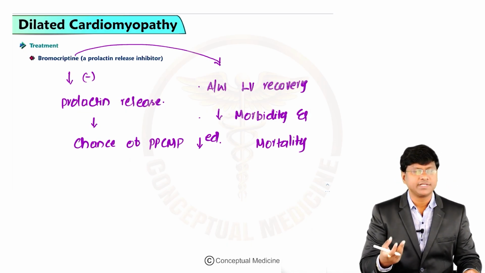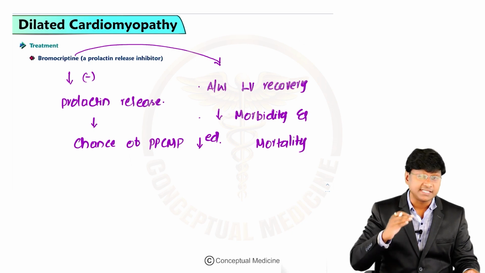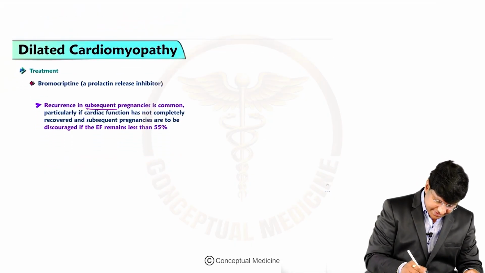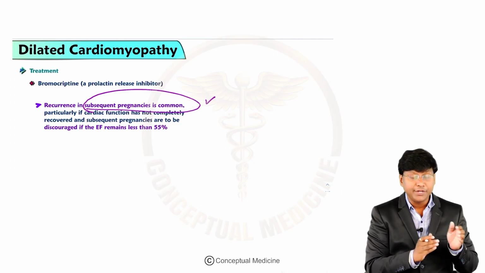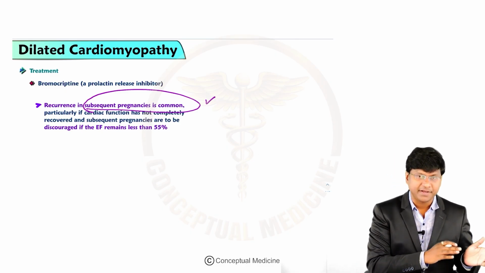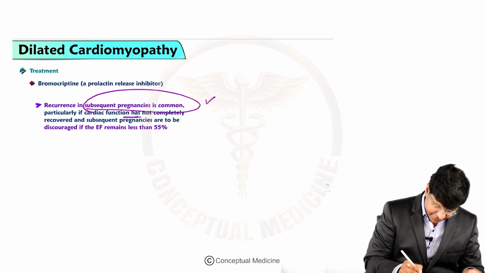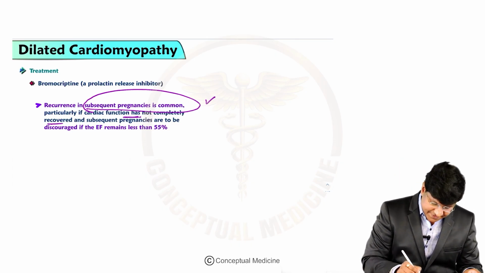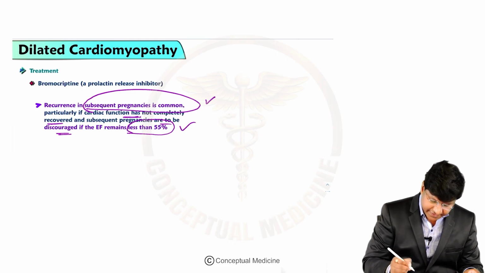And what about the recurrences? Let me tell you, regarding this peripartum cardiomyopathy, recurrences in subsequent pregnancies are very common, right? And when are the recurrences very common? That is when, from the previous pregnancy, the cardiac function has not completely recovered. And subsequent pregnancies are to be discouraged if the ejection fraction is less than 55%.